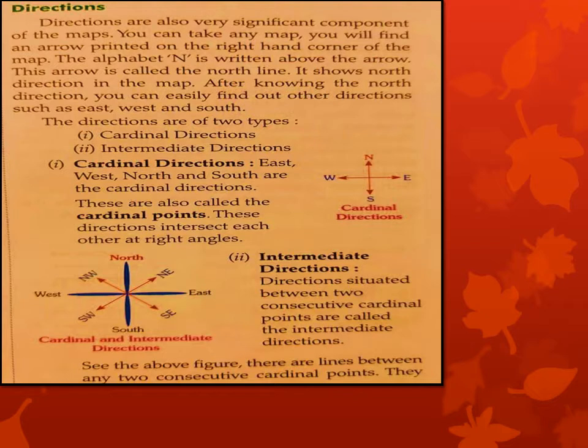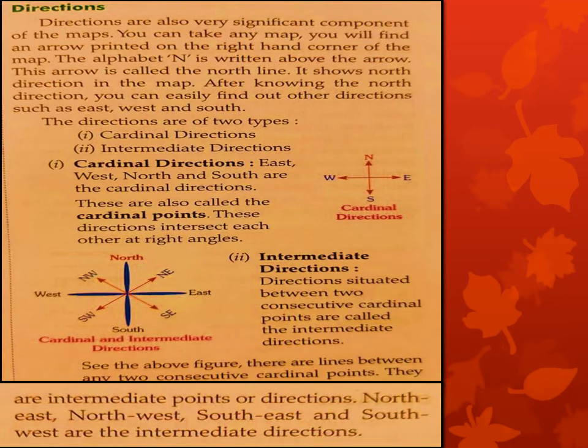Now directions which are situated between two consecutive cardinal points are called the intermediate directions. You can see in the second picture we have northeast, southeast, southwest, northwest. So you have the cardinal points, north, east, south and west, and in between you have the intermediate points or intermediate directions.